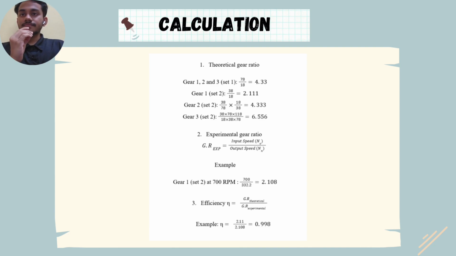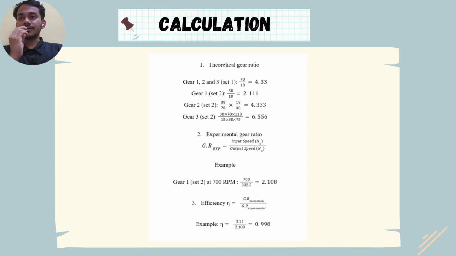And then for set 2, where we have different teeth numbers, we get gear ratios of 2.111, 4.333, and 6.556, using the same concept. Then for the experimental gear ratio, we calculate it by dividing the input speed by the output speed.